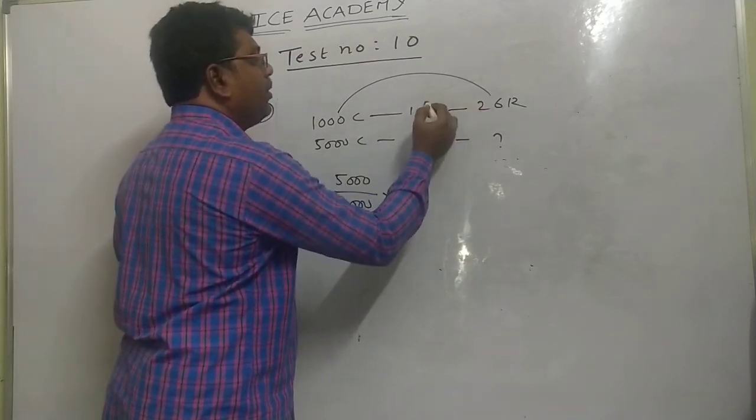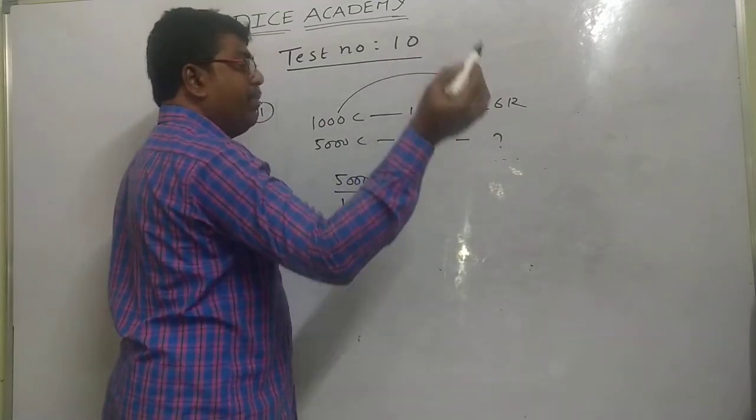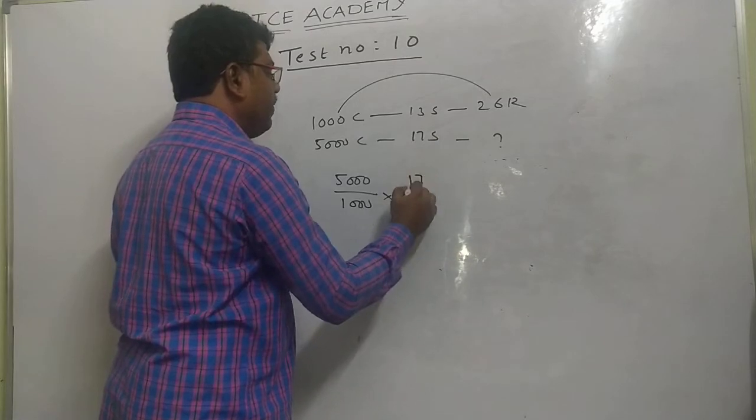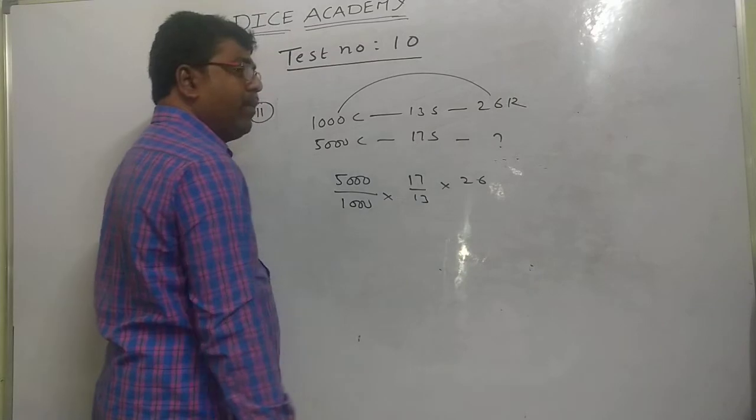Now compare the same way. 13 sheets is equal to 26 reams. For 17 sheets you will get more reams, means more number by less number, 17 by 13. Question mark is always into 26. This is the required answer.